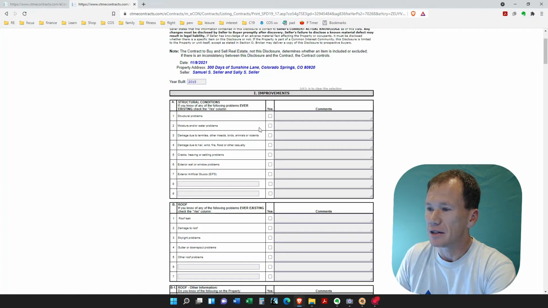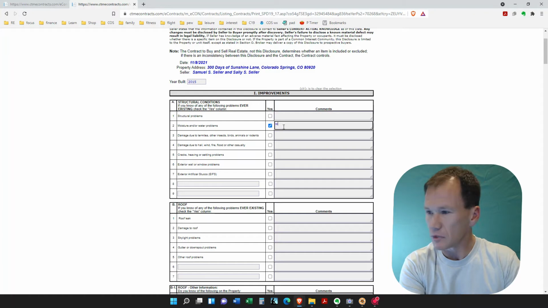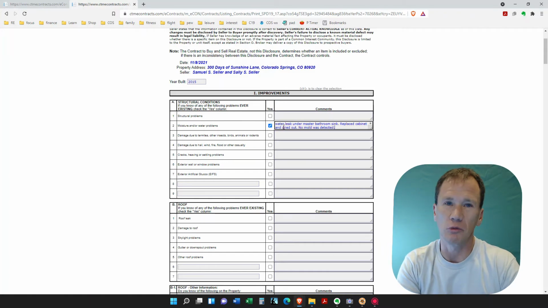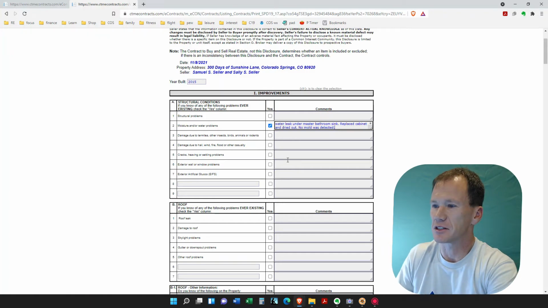So let's say we'll make one up here. I'll check this box and I'll say water leak under master bathroom sink, replaced cabinet and dried out, no mold was detected. I would say no mold detected rather than there was no mold, because you're saying something slightly different.